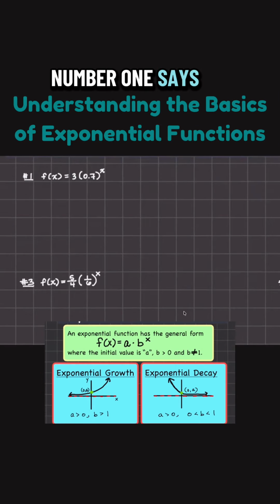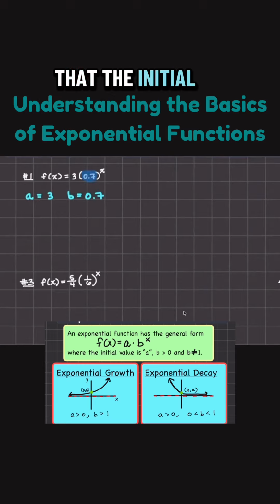Number 1 says, is it growth or decay? And so once again, what are we looking at? We're going to look at that value right there. So that is B. So if we want to just make a note, the A that we've been talking about would be 3, and the B would be 0.7.